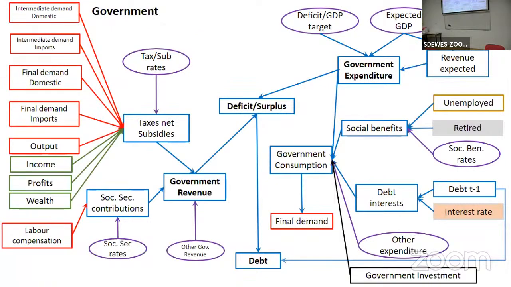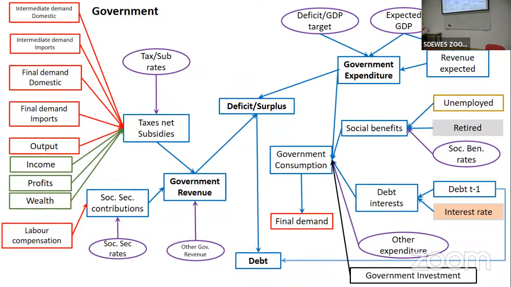So this is how it looks like. You have some taxes and subsidies rates that you apply to the demand of intermediates, domestic and imports. You have taxes also on the demand of final products, both domestic and import. This is mostly the value-added taxes here. You have also taxes on production, taxes on income, profit, and wealth, and these are the taxes that you are capturing, that are part of the government revenue, together with the social security contribution, which is applied to the labor compensation.